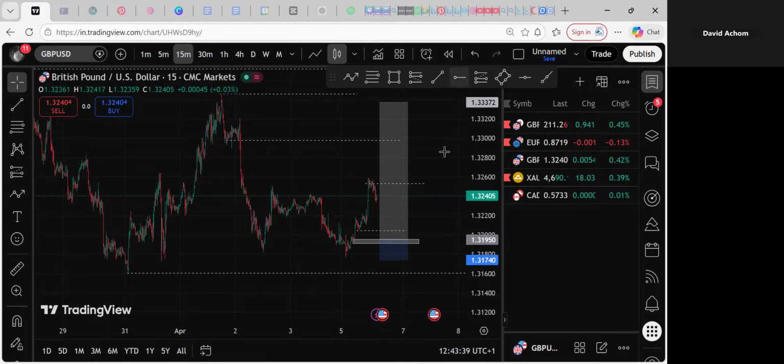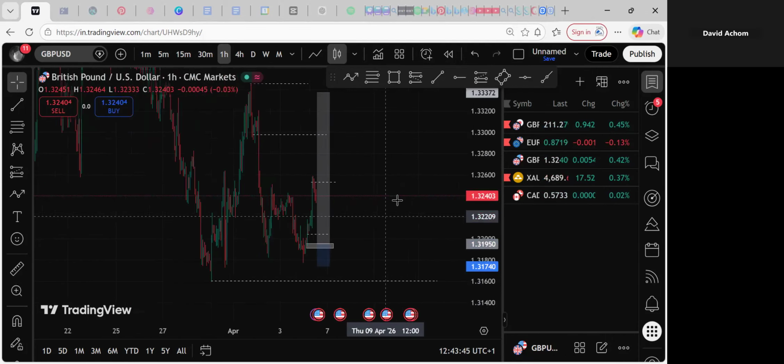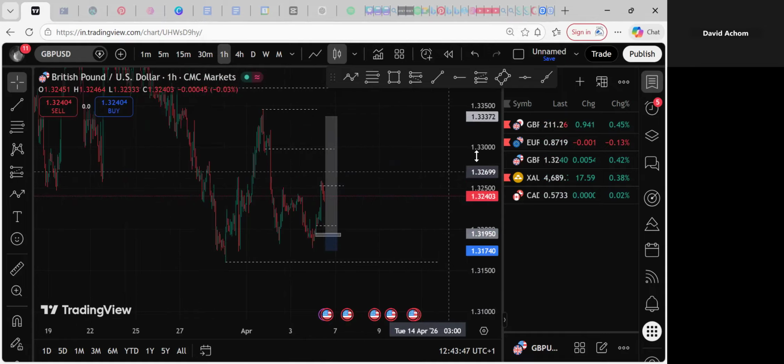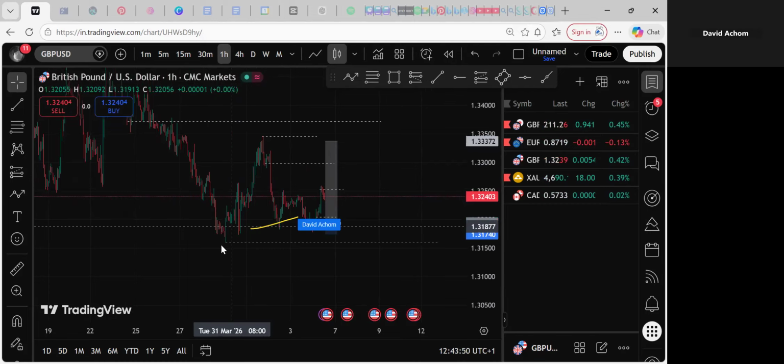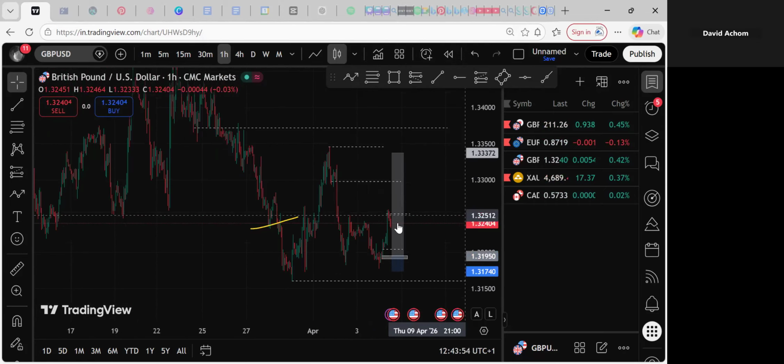Okay. All right, sir. So for the entry, it's very simple. My entry basically comes from the higher time frame. First of all, it is from the daily. I take entry on chart patterns a lot. Yes, I use chart patterns as my entry.